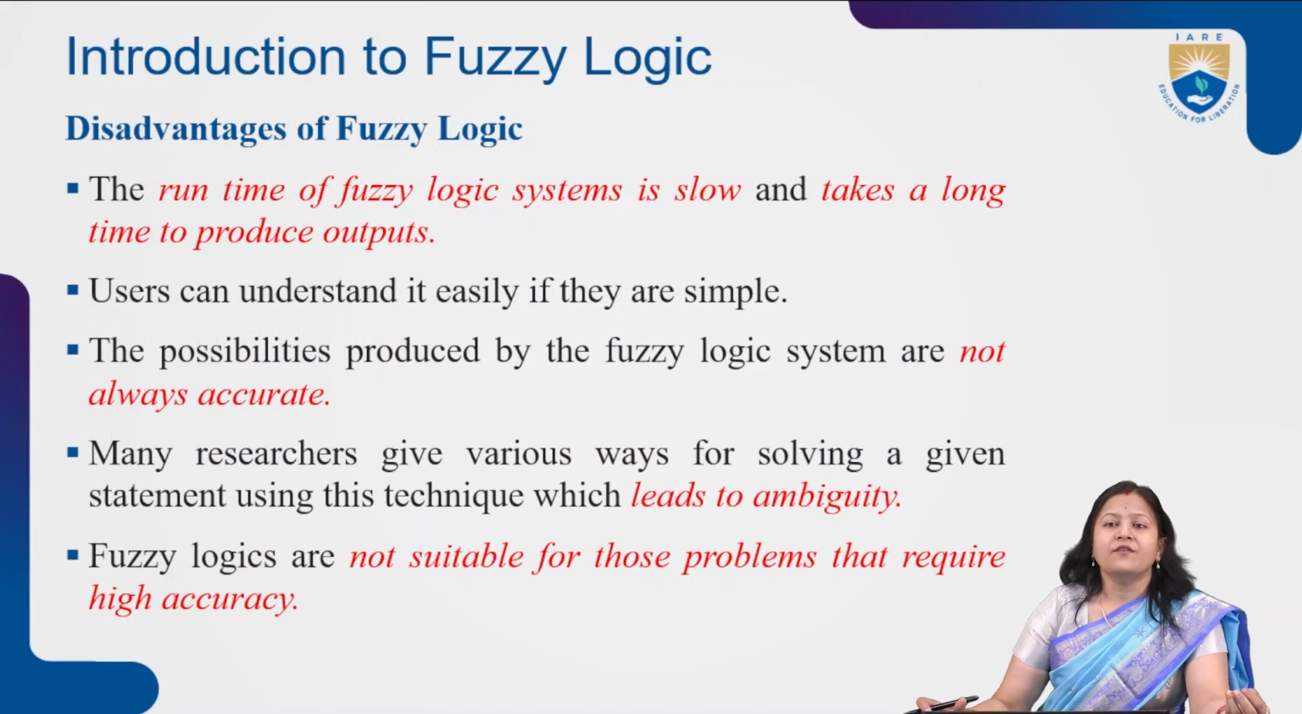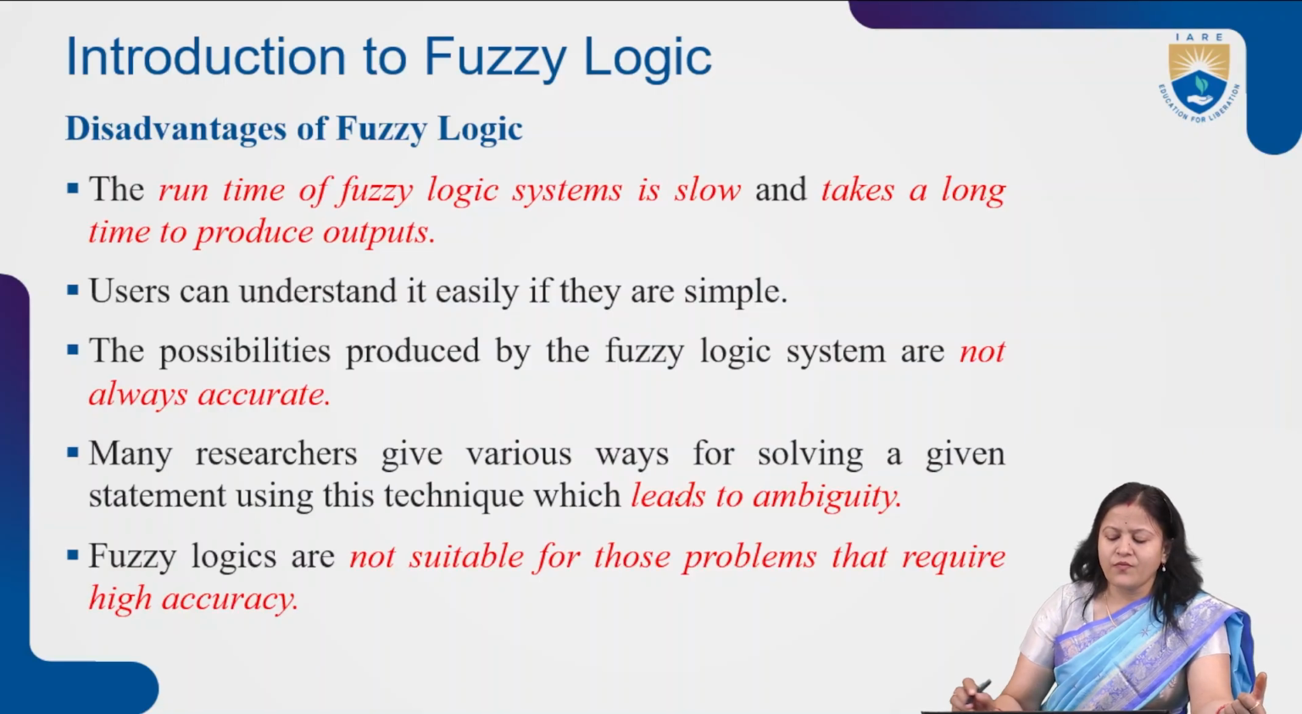As we have so many advantages, a few disadvantages are also there in fuzzy logic. The runtime of a fuzzy logic system is very slow, and it takes a lot of time to produce the output, because it has to understand the linguistic term from the user and then convert it into 0 and 1 format. That is why it takes some time. Users can understand it easily if it is very simple, and the probabilities produced by a fuzzy logic system are not always accurate, they are approximate.